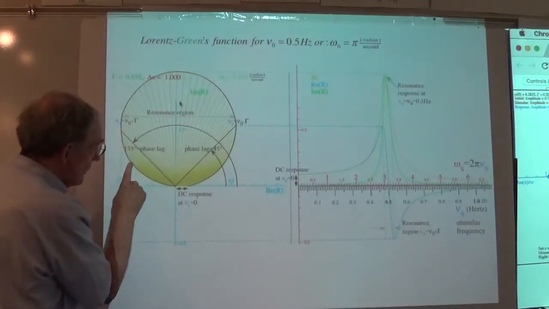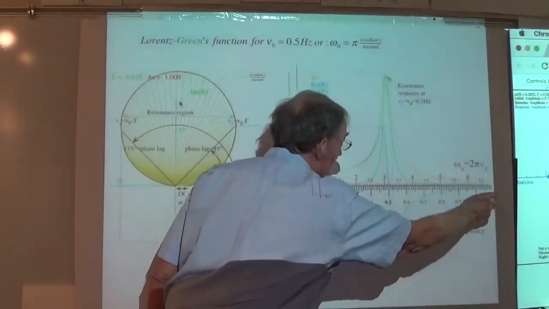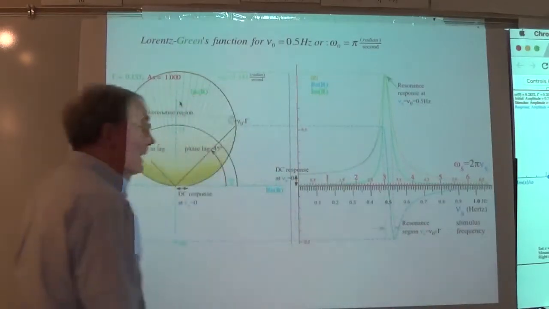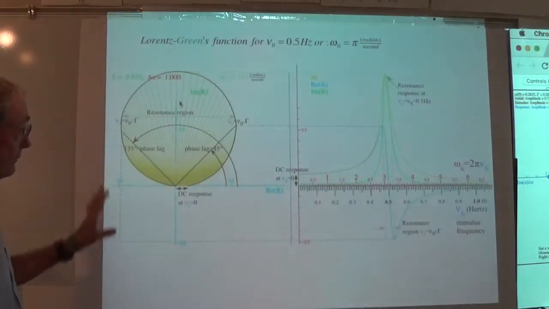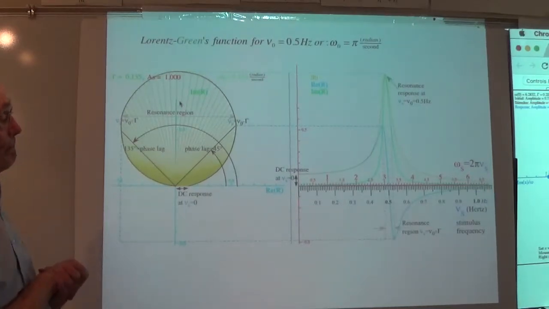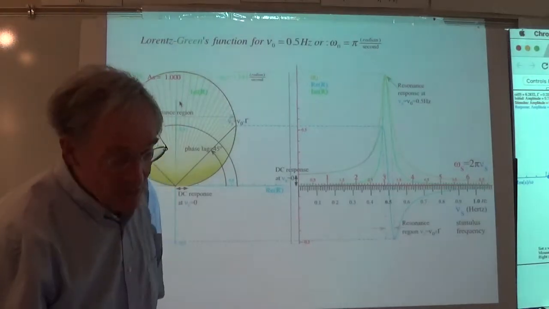And then it will settle in as it goes along this curve here for the real part and along this curve here, the green part, for the imaginary part. So this is some geometry that you want to know some more about if you want to get good at resonating. Okay, is this clear?